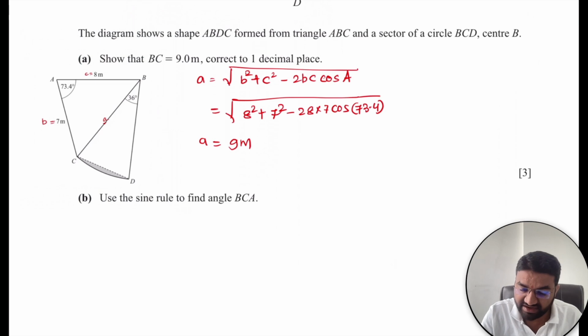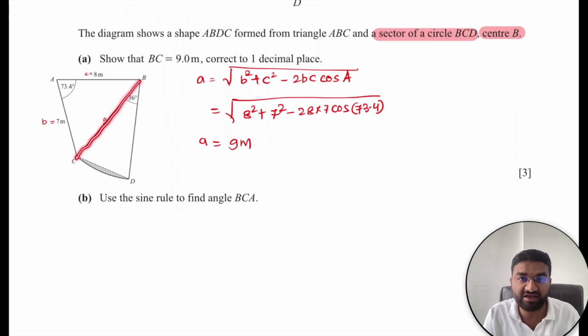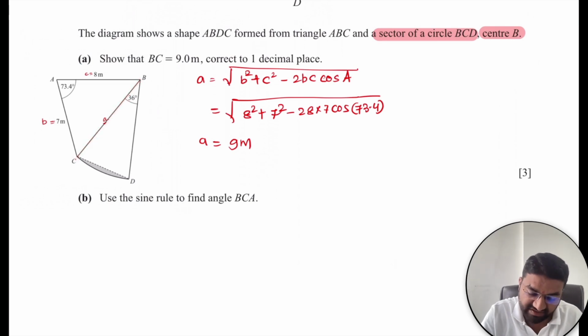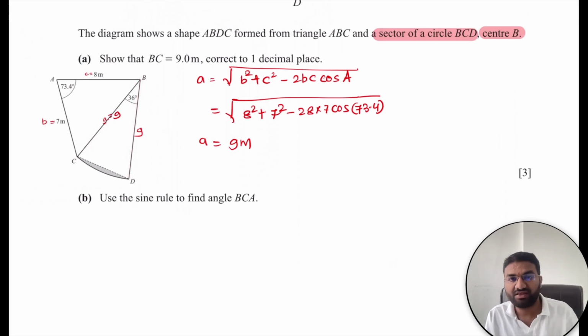Now as I said earlier, here the sector of the circle BCD has center B, fine. So this BC is nothing but the radius, which is equal to BD as well, means a is equal to 9 we got, means BD is also 9.